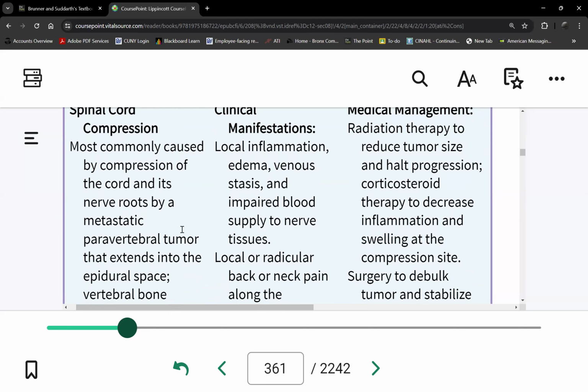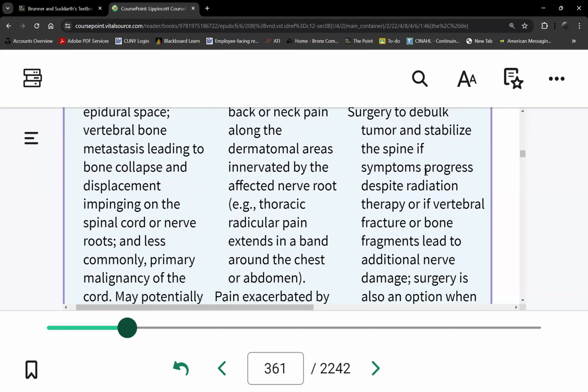cord is compressed. Okay, so there's back pain, there's paralysis, or at least weakness below the level of injury, right? And just as with SVC syndrome, is there an emergency treatment here? Can you do something? Not much really. They may consider surgical debulking, okay, to remove the compressing part of the tumor at least. It's not an easy fix, okay.